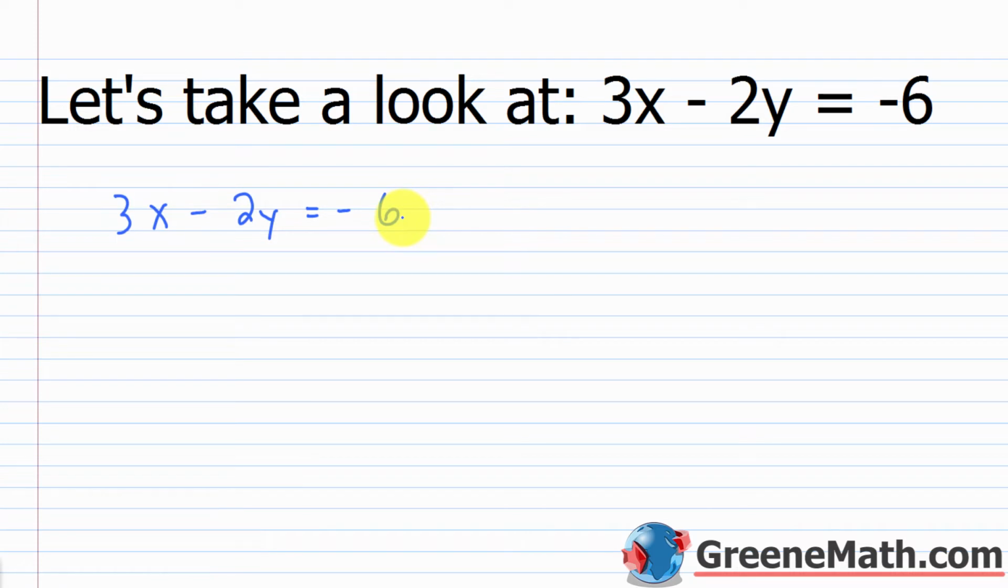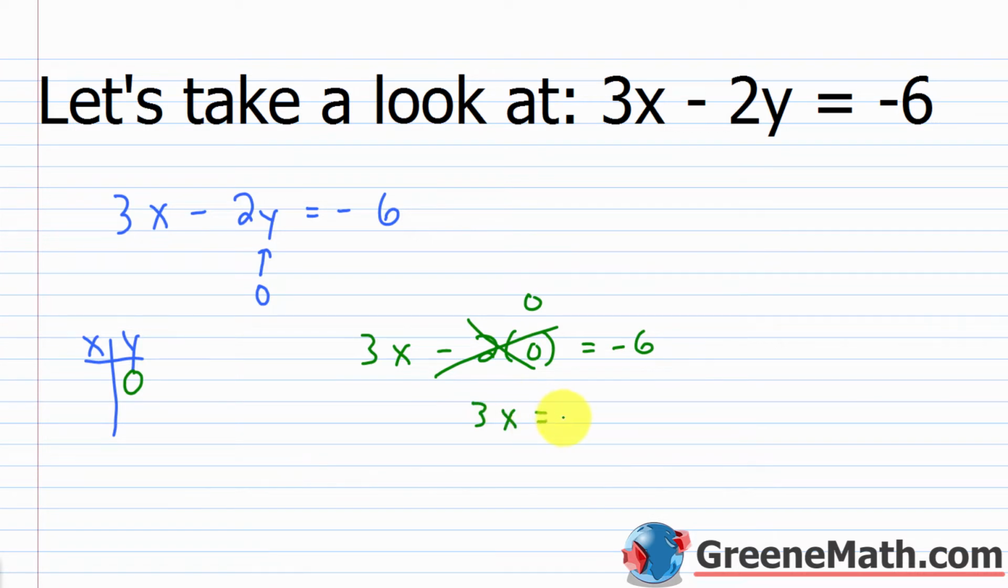For the x-intercept, I plug in a 0 for y. So for my table of values, if I plug in a 0 for y, what would I get for x? I'd have 3x minus 2 times 0 equals negative 6. This would cancel and be 0. I'd basically have 3x equals negative 6. Divide both sides by 3, and then get x equals negative 2. So x is negative 2 when y is 0.